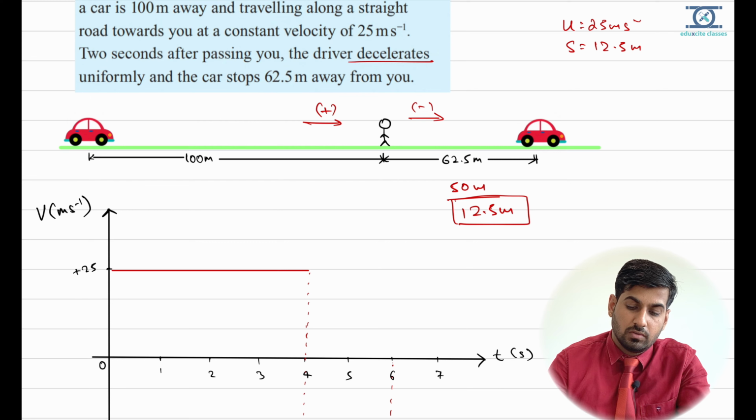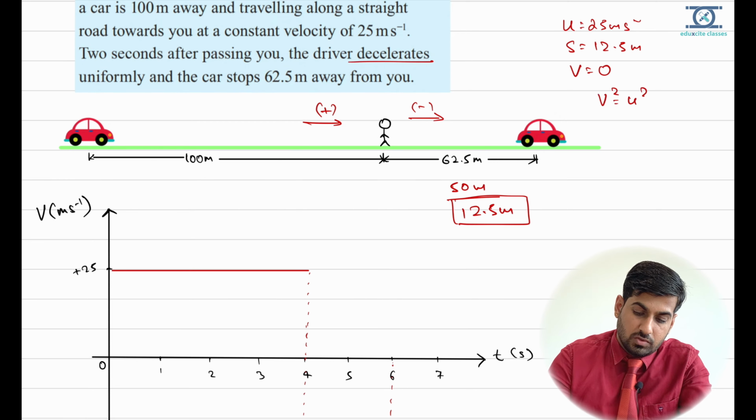So what you can do is, we can use the formula, V, and it stops, so V is equal to 0. So to find out the acceleration first, I will use v square equals u square plus 2as. V is 0, u is 25. So 0 equals 625 plus 2a into s, where s is 12.5, right?